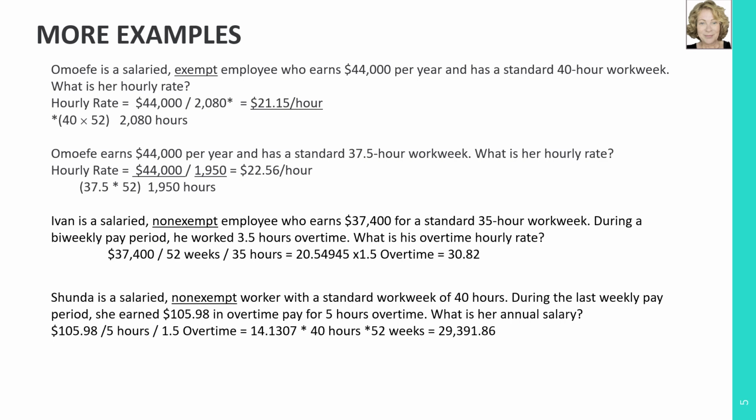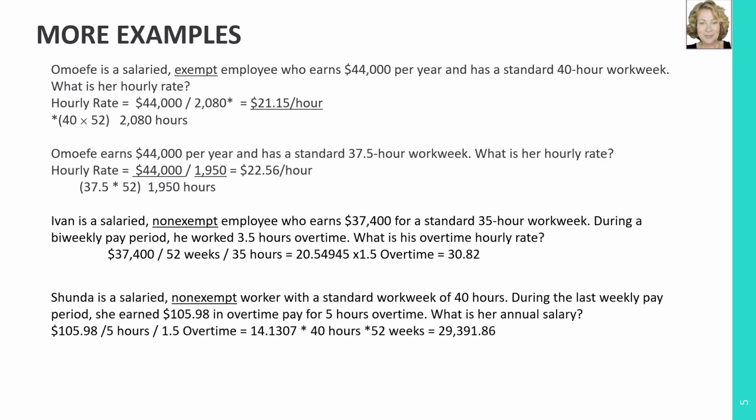Okay, I can only use that if somebody has a standard 40-hour work week. In this case, we will come up with $21.15. What would happen if this employee had the same rate per year, but in this case, a standard 37.5-hour work week? What is her hourly rate?